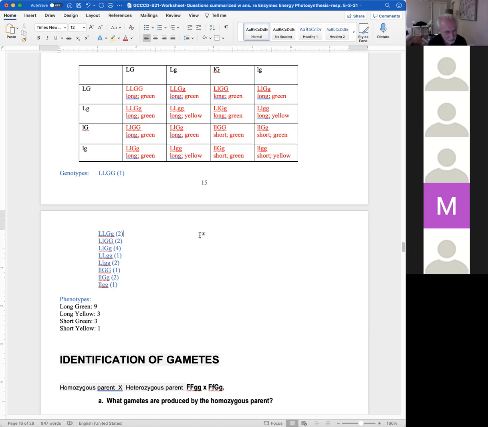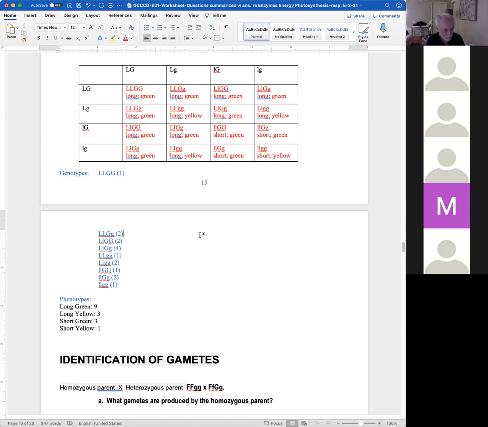Make sense so far? Okay, that's our genotypes. Now they want to know about phenotypes. So we have to start deciphering phenotypes. Big L, big G, we've talked about it. It's going to be long stemmed. It's going to be green. So under phenotypes, we write long green and put a tick mark.